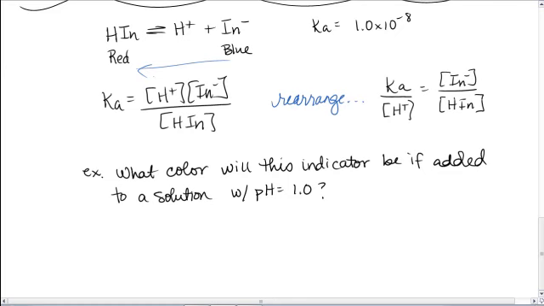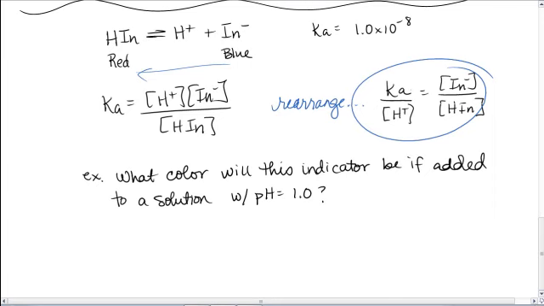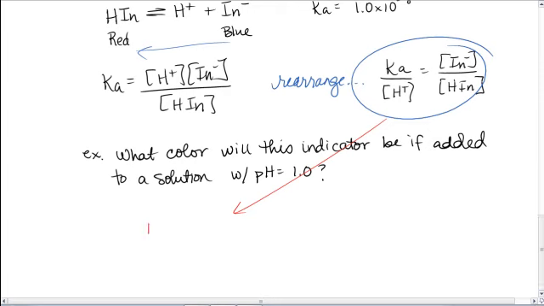Now we're going to look at it mathematically as well. So using this reaction right here, if we plug in what we've got, we know our Ka is 1 times 10 to the minus 8, because I gave that to you, divided by the hydrogen ion concentration. What's the hydrogen ion concentration? Yes, 1 times 10 to the minus 1. That is equal to In minus over HIn.